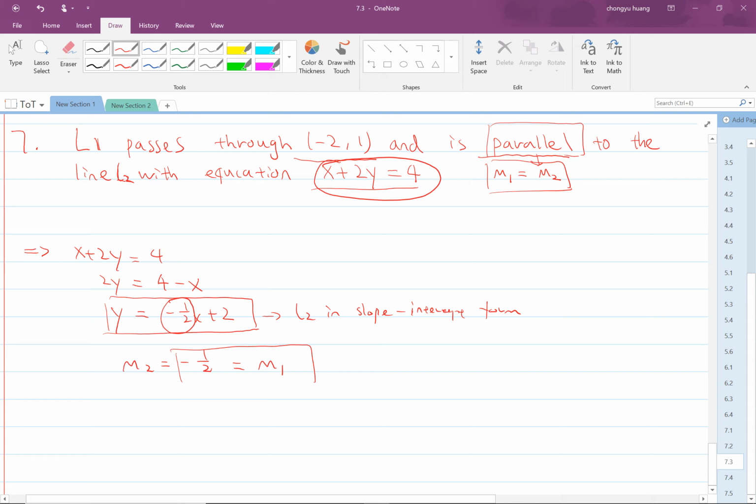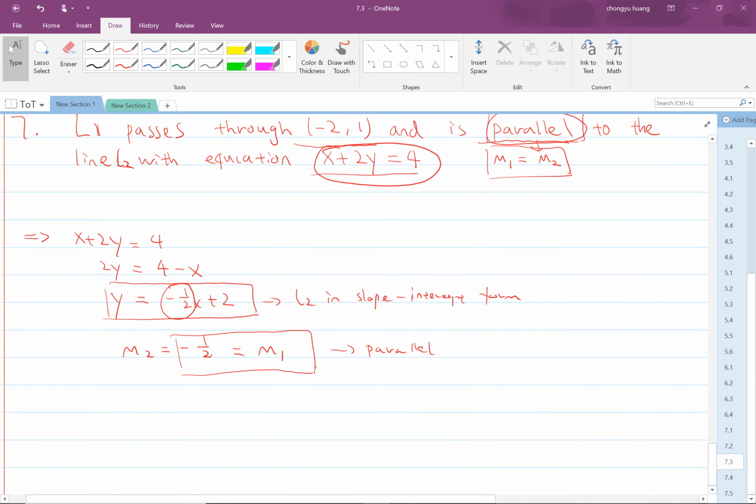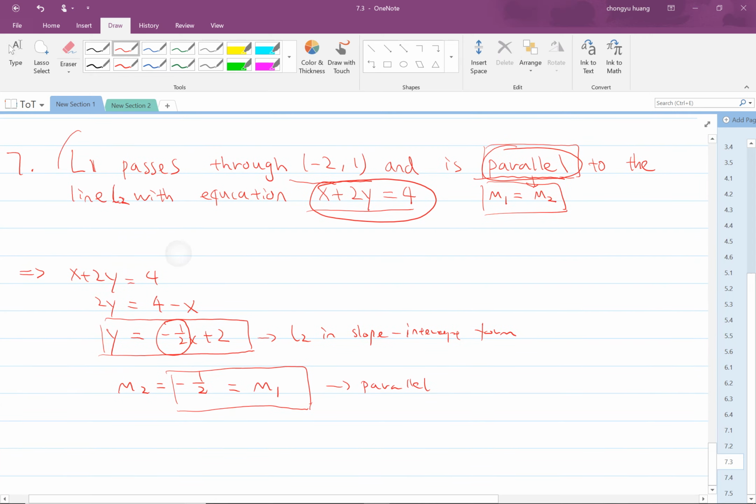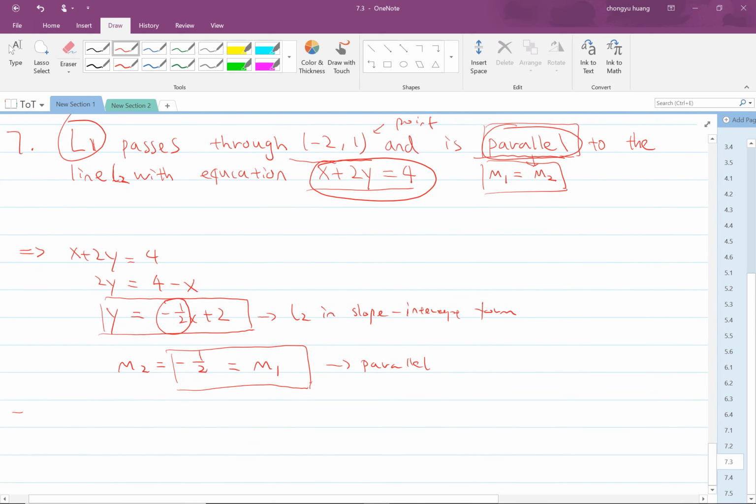Okay, so since those two lines are parallel, you know that the slope of M1 is also equal to negative 1 over 2, right? So now is the time for us to find the equation of L1. Here we have been given a point and a slope, right?